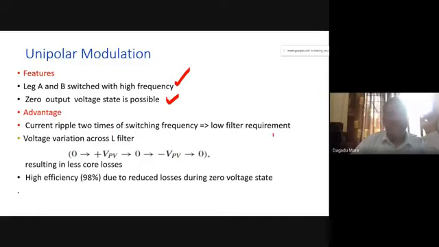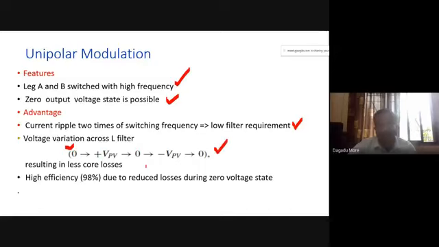Here the ripple current is our high frequency ripple, and because of that our inductance requirement is low, so the filter requirement is low. That is one advantage. And we have seen that three levels of voltage are present, so the voltage across the filter inductance will be from plus PV to 0 to minus PV and 0. So definitely because of this our core losses will be less, and it will have a high efficiency, 98%. This we can say here.